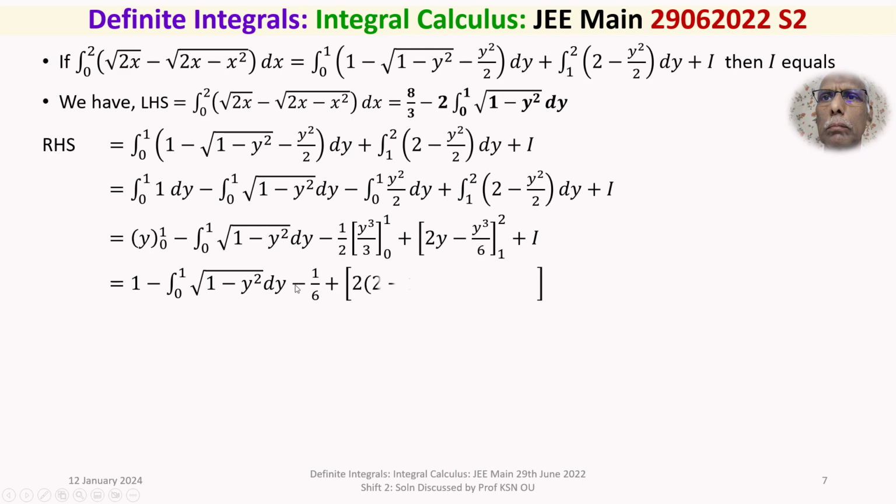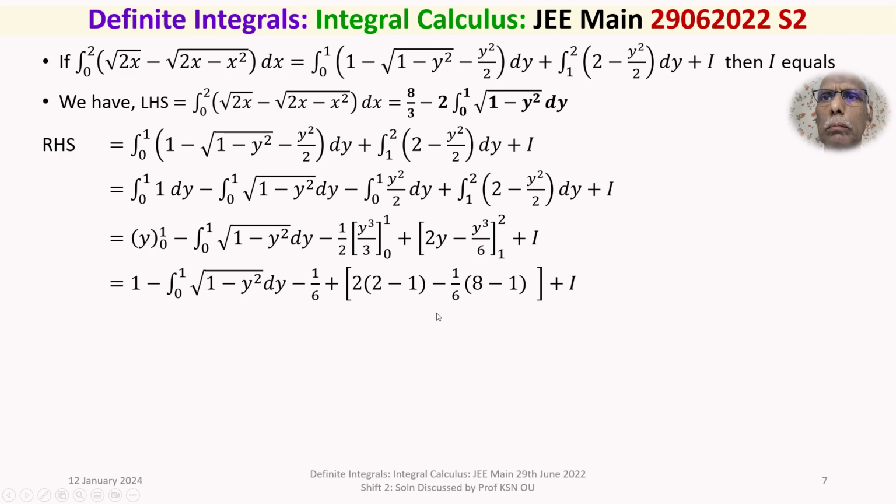This we keep it as it is, minus for the upper limit it is 1 by 2 into 1 by 3, 1 by 6. For the lower limit it is 0 plus this bracket 2 times for the upper limit 2 minus 1. For the lower limit minus 1. So 2 into y for the upper limit 2, for the lower limit 1, it is 2 into 2 minus 1 minus 1 by 6 into, for the upper limit 2 cube 8, for the lower limit 1 cube 1, plus I. Now 2 into 2 minus 1 means 2, this is 2 only, 2 minus 1 by 6 into 8 minus 1 means 7 by 6.